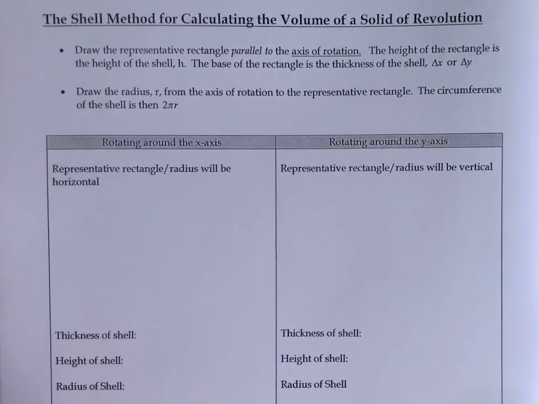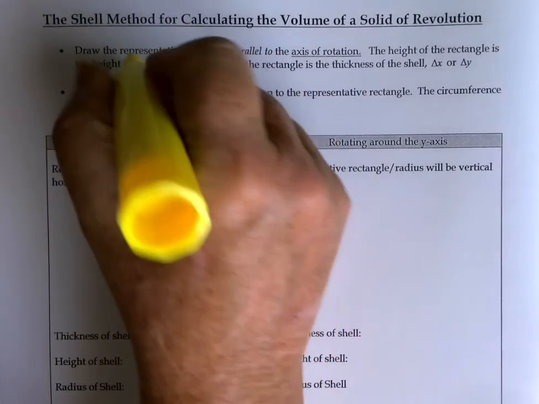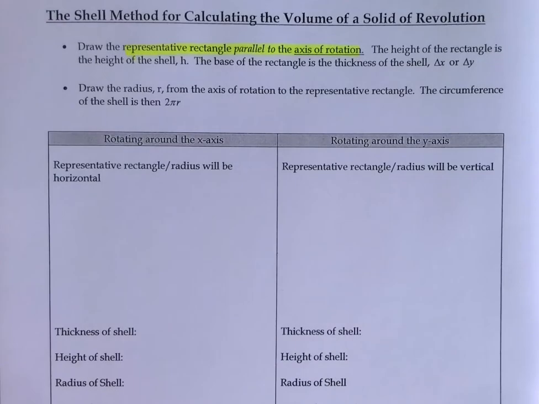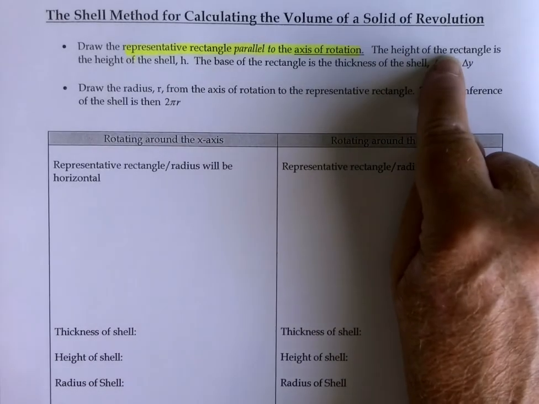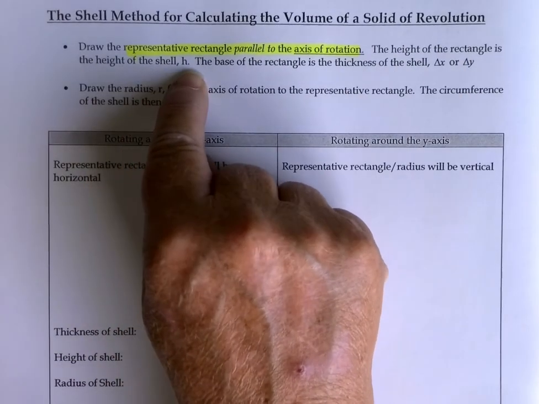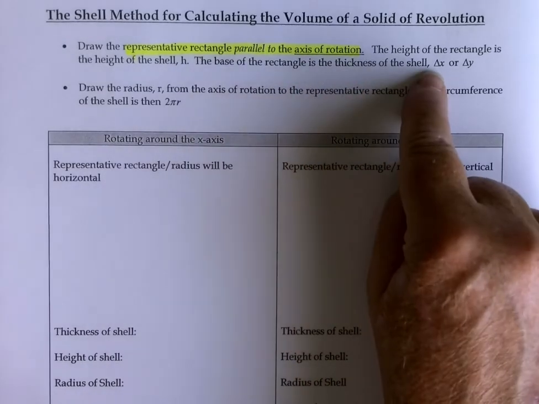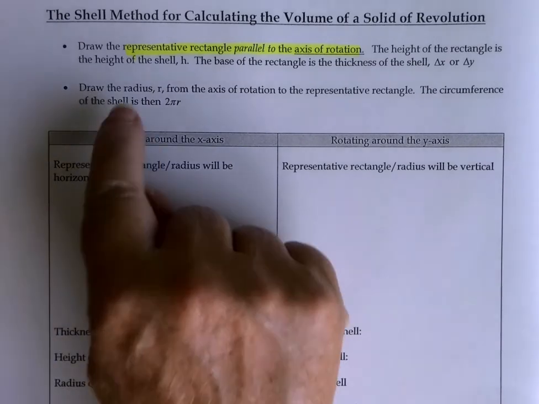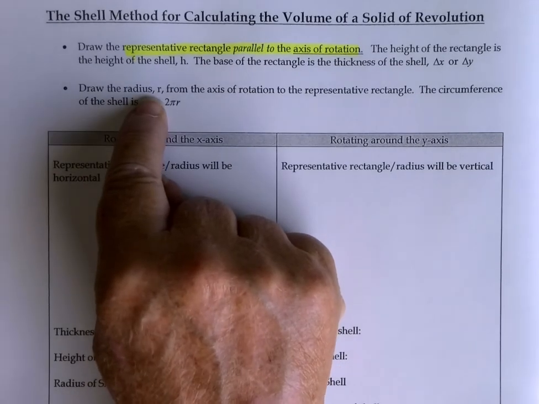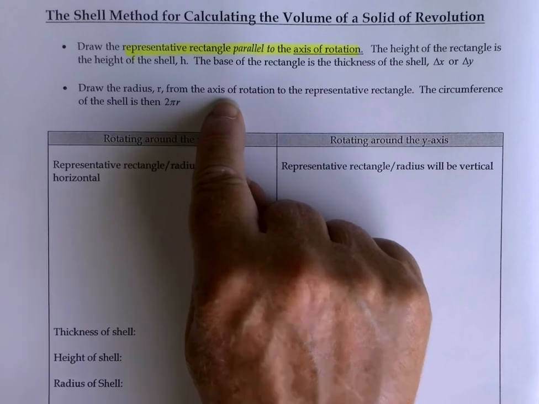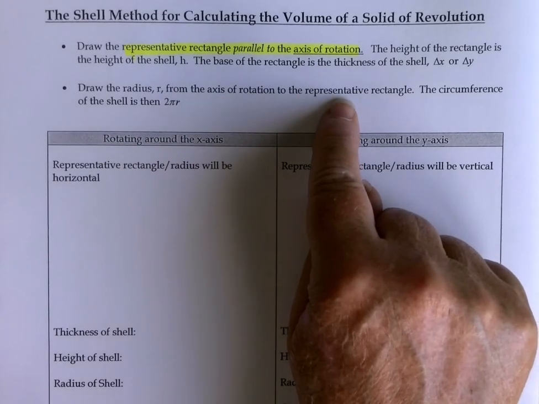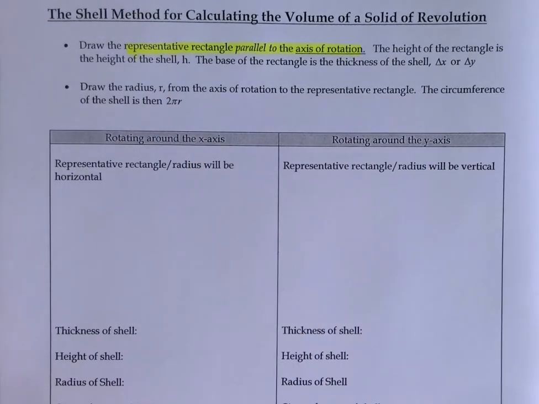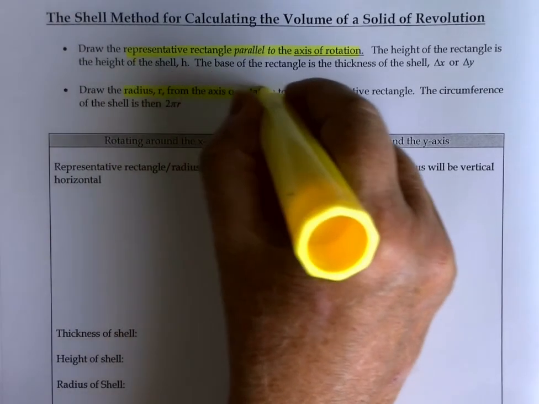Just a reminder again, when we draw our representative rectangle for the shell method, it's always going to be parallel to the axis of rotation. The height of the rectangle will just be the height of the shell, that's our h, and the base of the rectangle is the thickness of the shell, either delta x or delta y, depending on which way we've drawn it. To draw the radius r, we'll always draw it from the axis of rotation over to the representative rectangle. And that'll give us our circumference, the 2 pi r. So this is another drawing tip here.